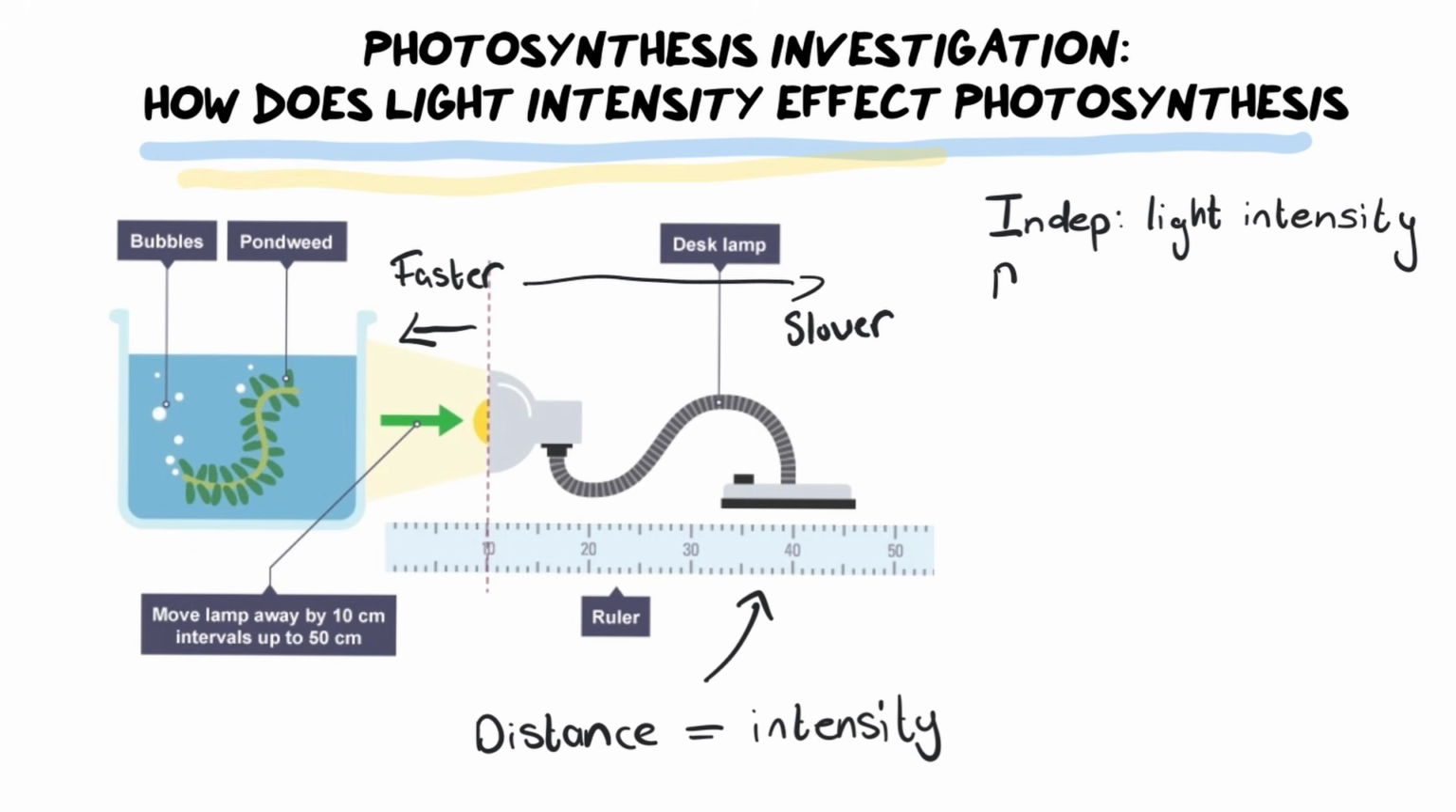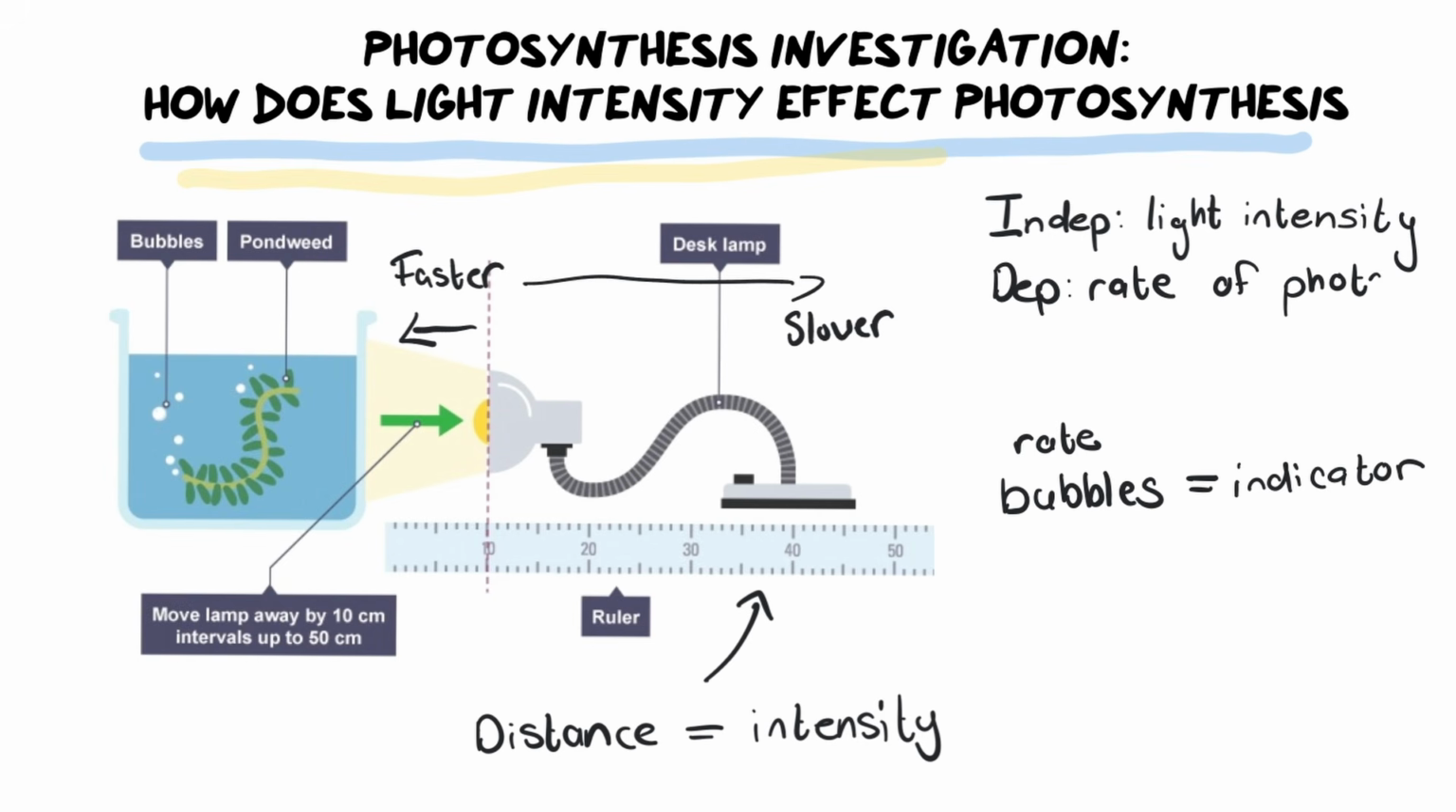Now, when it comes to the dependent variable, this is the thing that we are measuring. It's really important to get this one right. We are measuring the bubbles, but that is an indicator. So on the side here, I'm going to say the bubbles or the rate of the bubbles are an indicator. So they equal an indicator, but they indicate the dependent variable, which is actually the rate of photosynthesis. I'm just going to write here photo.